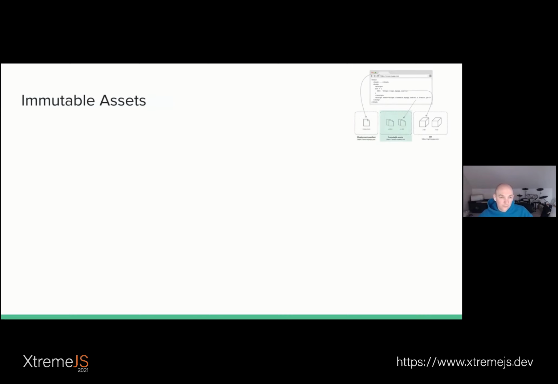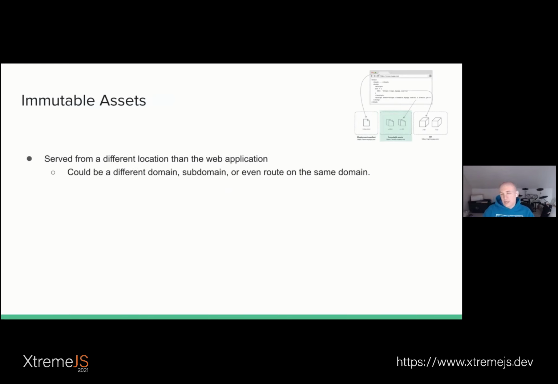On the immutable web app side of things, we really want to be serving this from a different location than our web application. And different location can mean different domain, different subdomain, or even just a separate route on that domain. But the big deal is that we get that into organized and versioned locations because that is really critical to getting our long cache lifetimes.